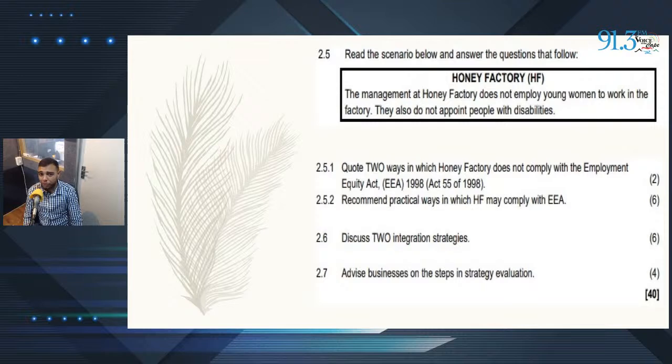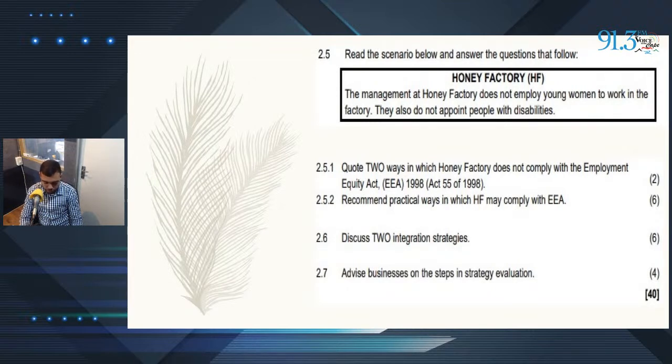So there's only two sentences, therefore you can write it down as is because those are your two facts that you're writing down. So that's 3 marks. Now 2.5.2. Recommend practical ways in which HF may comply with EEA. 6 marks, we are looking for three answers.